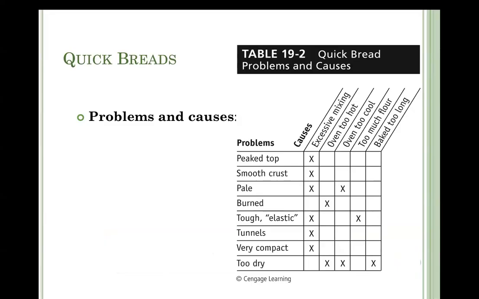So when you're looking at your different problems, all right, we'll see over here, a lot of the causes of the problems that we're looking at is because of excessive mixing. You don't have to remember this. You don't have to memorize this chart over here, but know that most of the problems that we see, whether the peak top, smooth crust, if it's pale, all has to do with excessive mixing. All right.